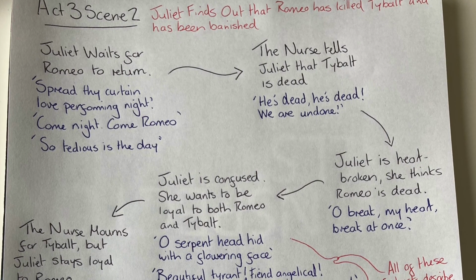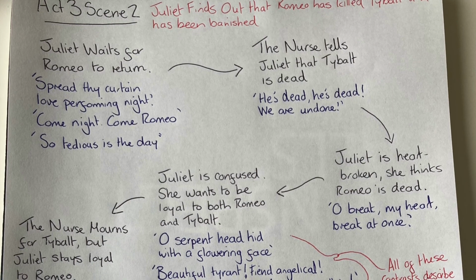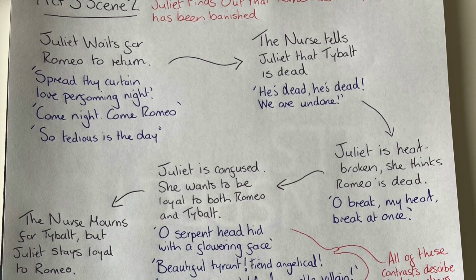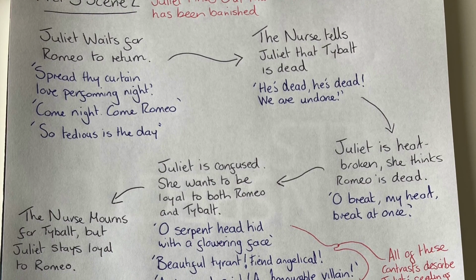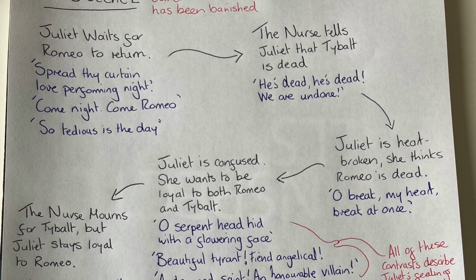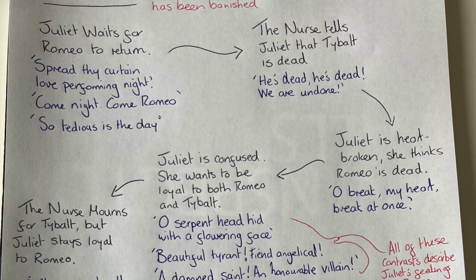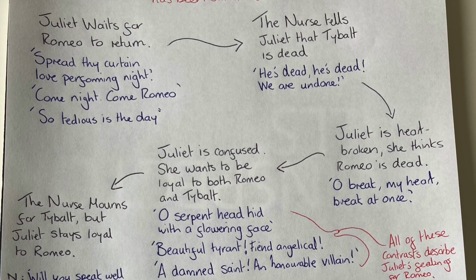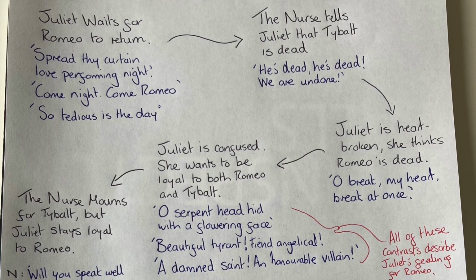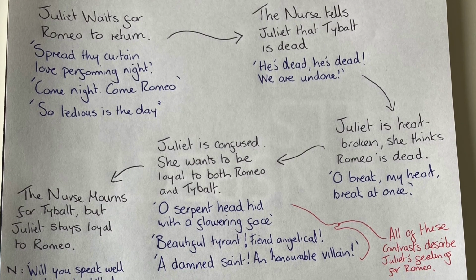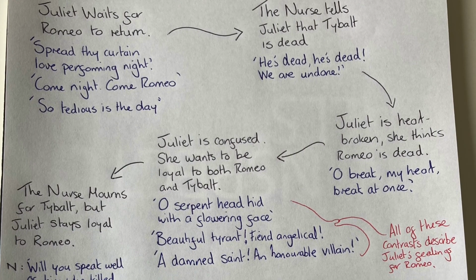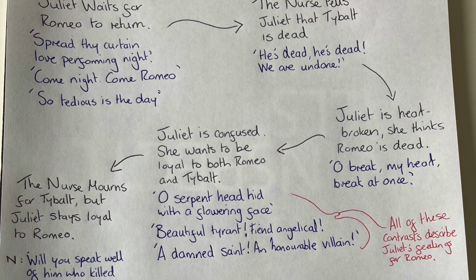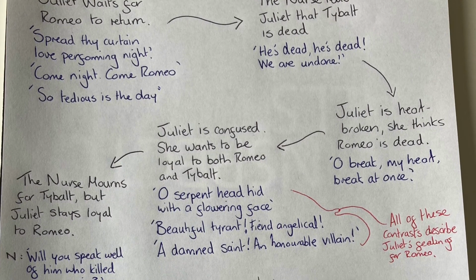The nurse arrives, and in the way that the nurse is, she is quite direct and yet tells Juliet the wrong thing. She cries out, "He's dead, we are undone." And immediately Juliet thinks that this is Romeo. She says, "Oh, break my heart, break at once. Is this Romeo who is dead?" And the nurse has to correct Juliet and say, "Oh no, it's Tybalt who's died, and it is Romeo who has killed him. This is your husband now, who has killed your dear cousin."